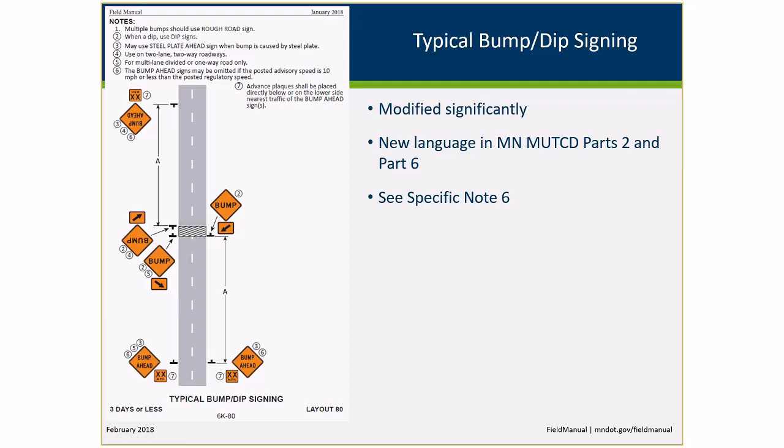The layout for the typical dip and bump signing has been modified. The language in the MUTCD has been modified pretty significantly in order to accommodate this. When it was originally rewritten based on the federal language, some aspects were missing, so we had to rewrite it. Anyway, this is the new layout for the bump and dip signing.